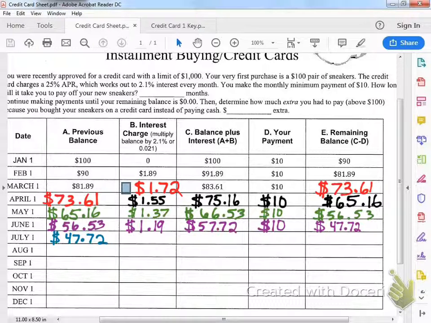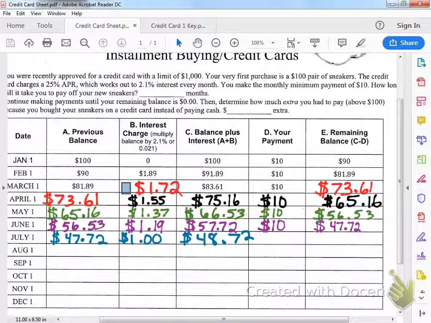I am going to multiply that amount by 2.1%. You get $1. All right, so the balance with the interest would be $48.72.